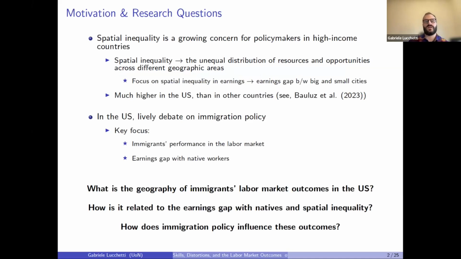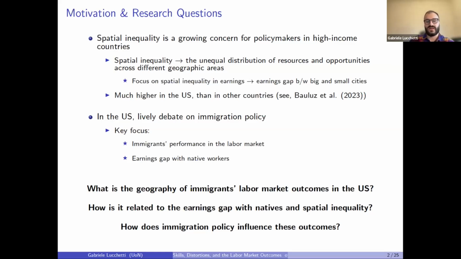The idea of spatial inequality is really broad, because spatial inequality in general refers to the unequal distribution of resources and opportunities across different geographic areas. Most of the focus has been on spatial earnings inequality, meaning the earnings gap between big and small cities. Recent evidence shows that this spatial inequality is growing and is much higher in the United States than in other countries.